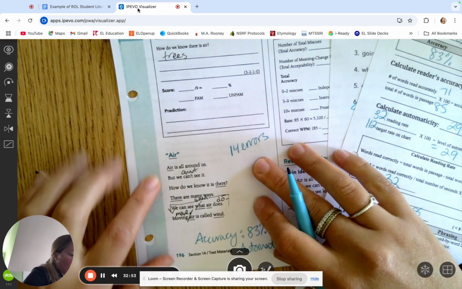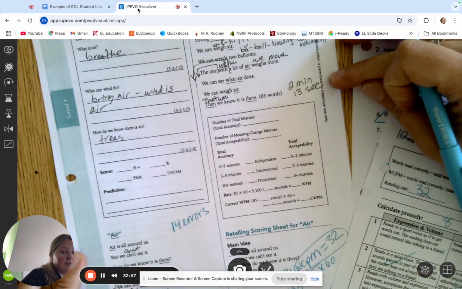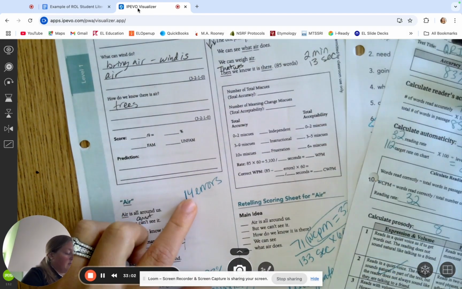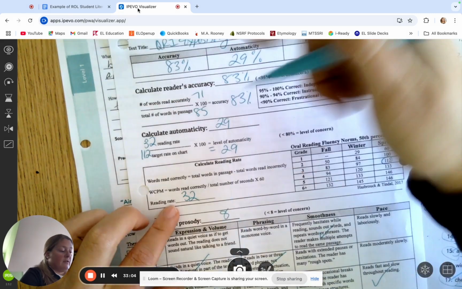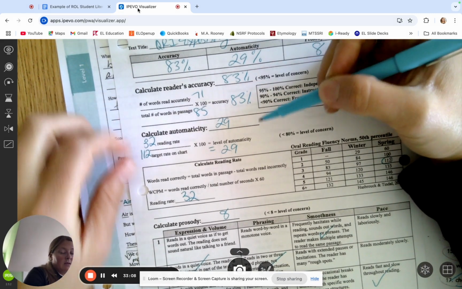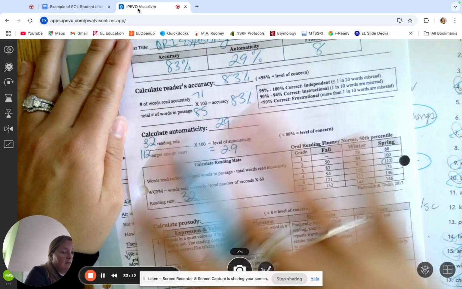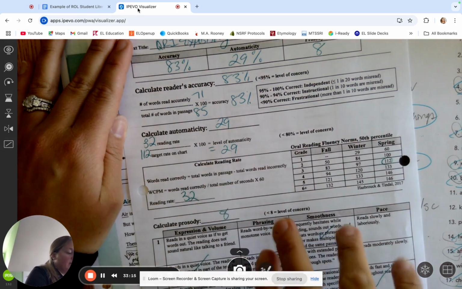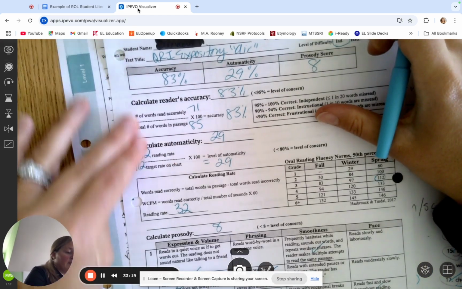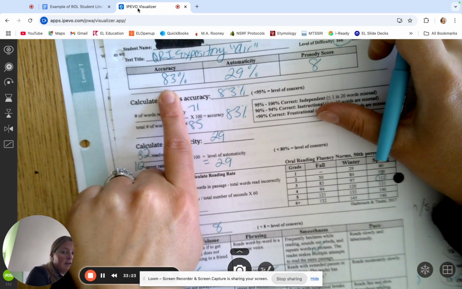So in total, I just did my running record. It was a pretty quick passage. Took him 2 minutes and 13 seconds to read 85 words. There were 14 errors. And then when I calculated the accuracy and automaticity, which I'm not going to do in this video, this could be a separate video because this is a whole thing to do here. But this sheet maps out how to calculate. So he read it with 83% accuracy.